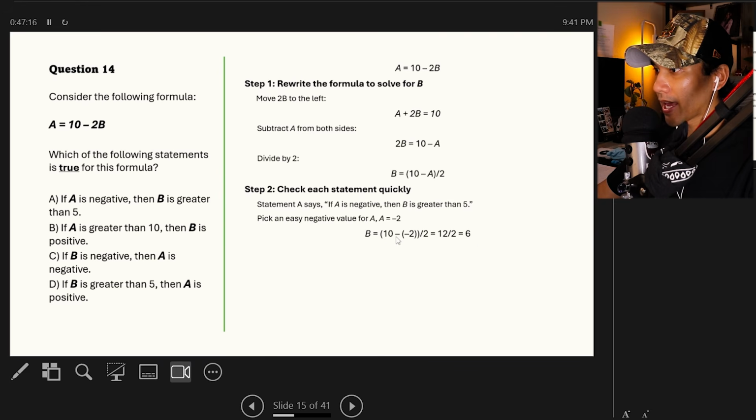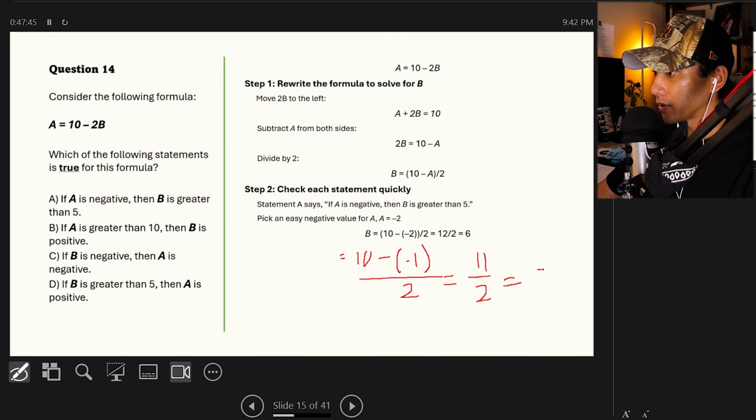So B equals 10 minus -2 over 2. So this is 12 over 2 equaling 6. So when it's a negative number, -2, for example, then it is greater than 5. I wonder what would happen if we did -1. So 10 minus -1 over 2 equals 11 over 2 equals 5.5, which is greater than 5. So that checks out too as well.